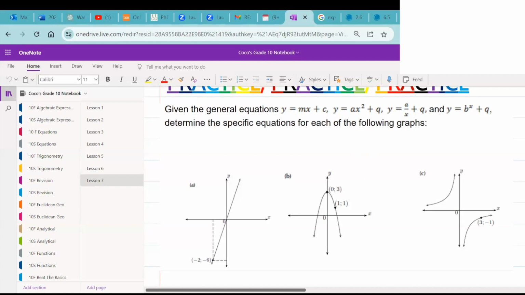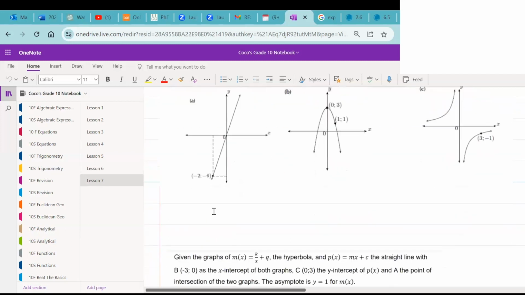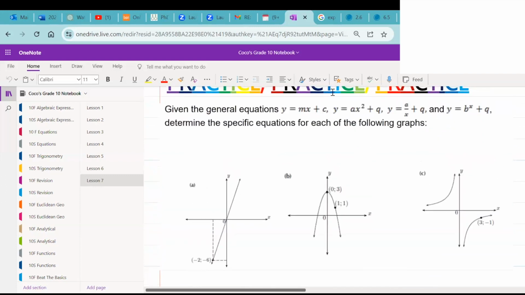Okay, please try to attempt these questions on your own, and then we will share answers together. Since I'm not able to write, let me know your answers in the chat. You have to find the equation of the first graph, which is the straight line. First thing that you need to do is to determine the gradient. And the next thing is to determine the y-intercept and also the x-intercept.